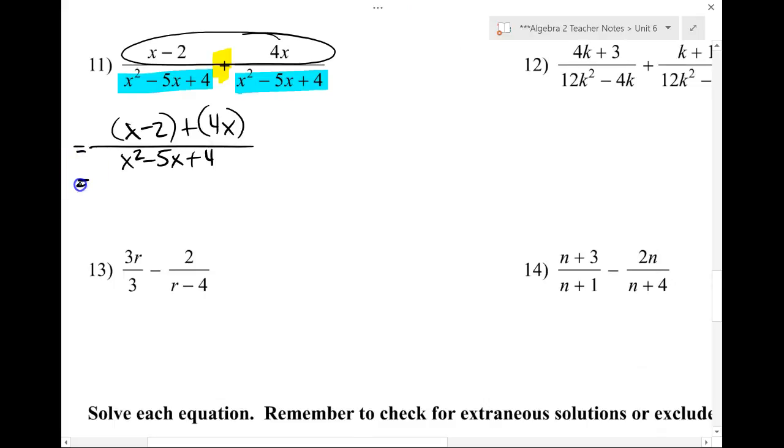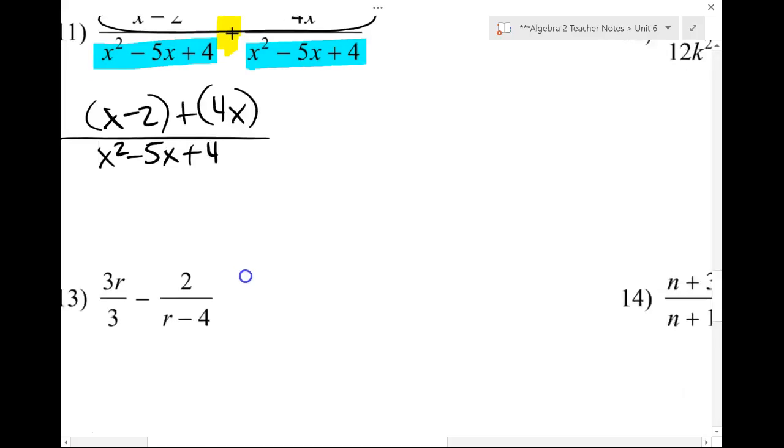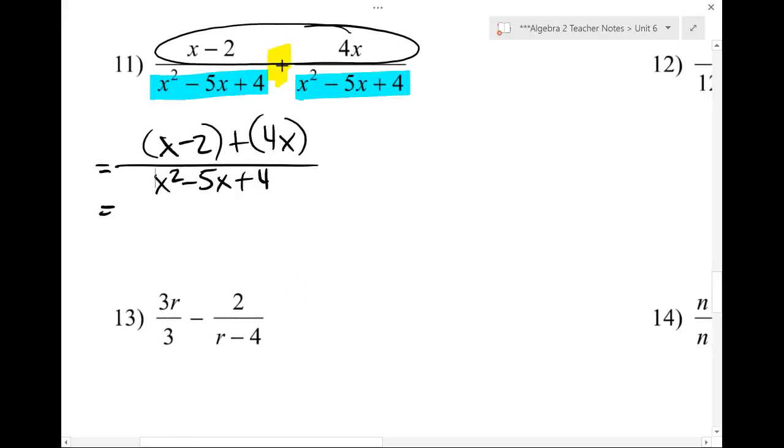Now, the reason I put parentheses around the binomial here and the term here is because sometimes we might have a negative here. And if we have a negative, we need to make sure we distribute that, like down here in number 13. But just as good practice, put parentheses around it for adding and subtracting. Now, this addition is not going to do anything, so we can just take those parentheses down, and it's just x minus 2 plus 4x all over x squared minus 5x plus 4.